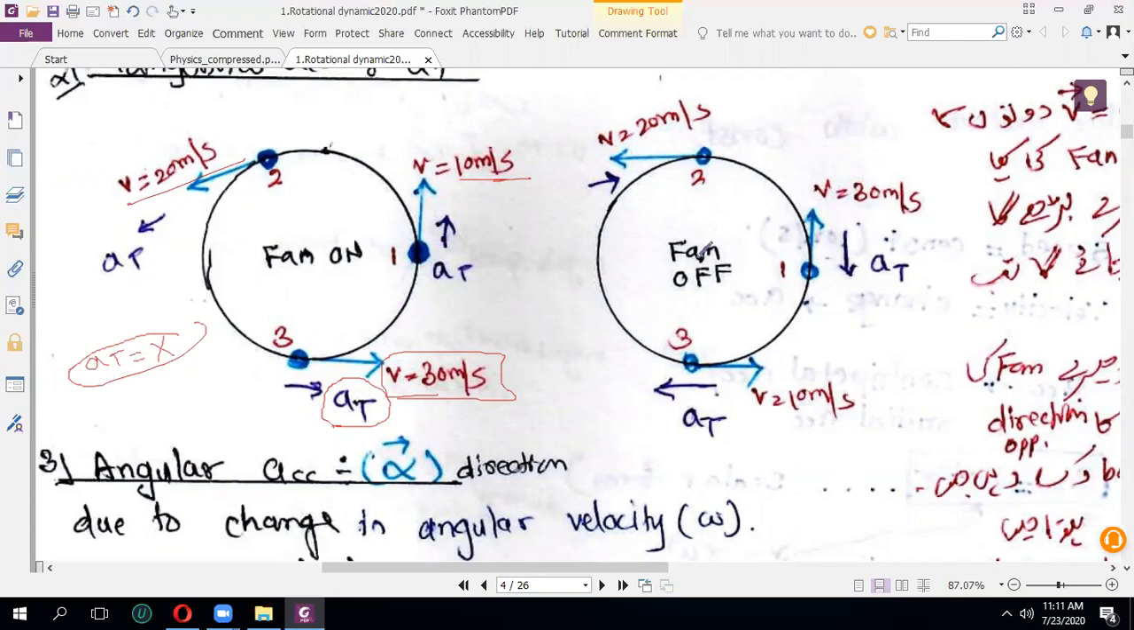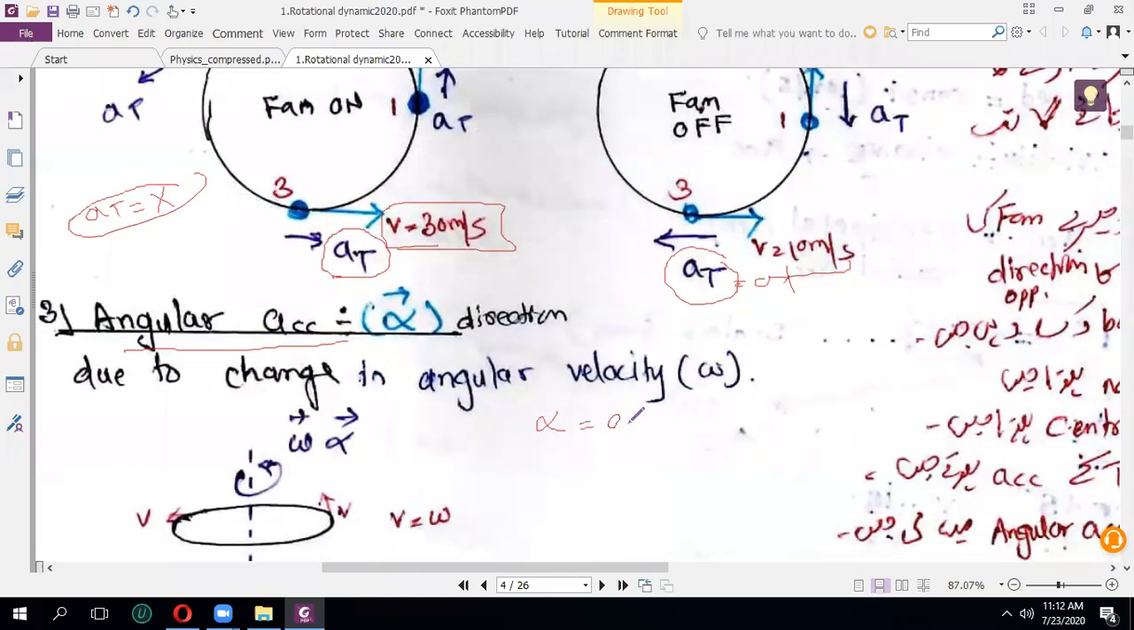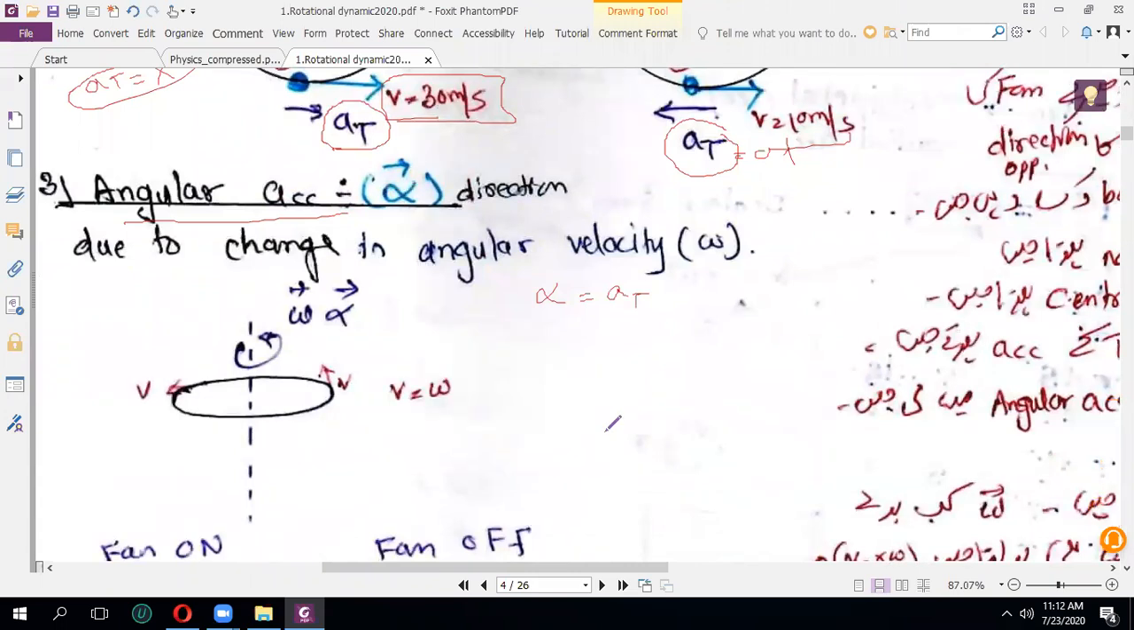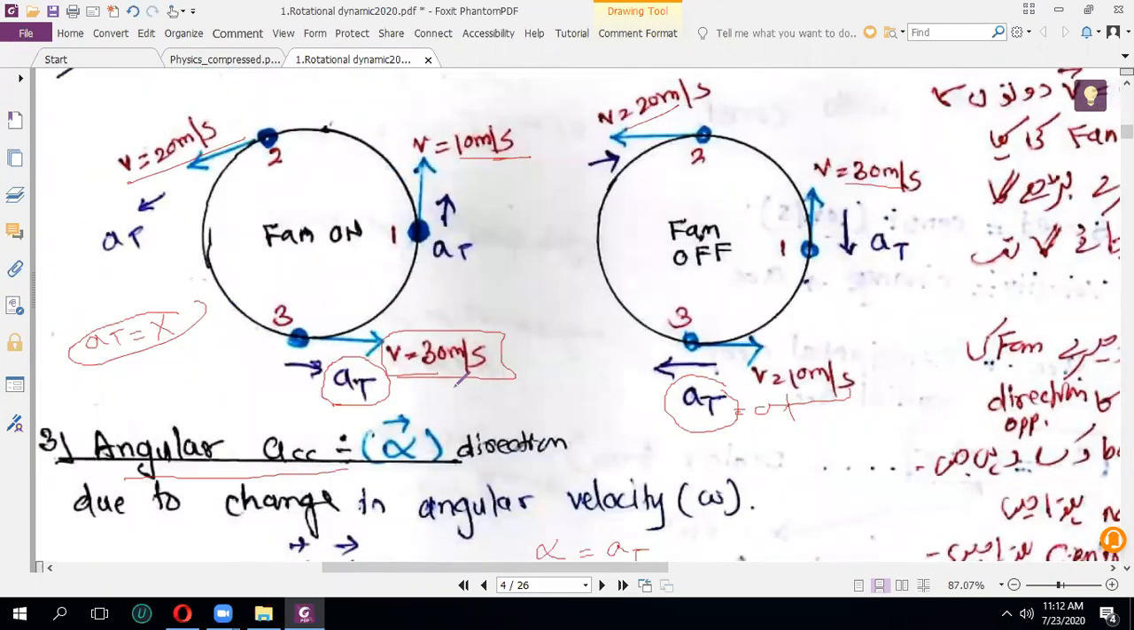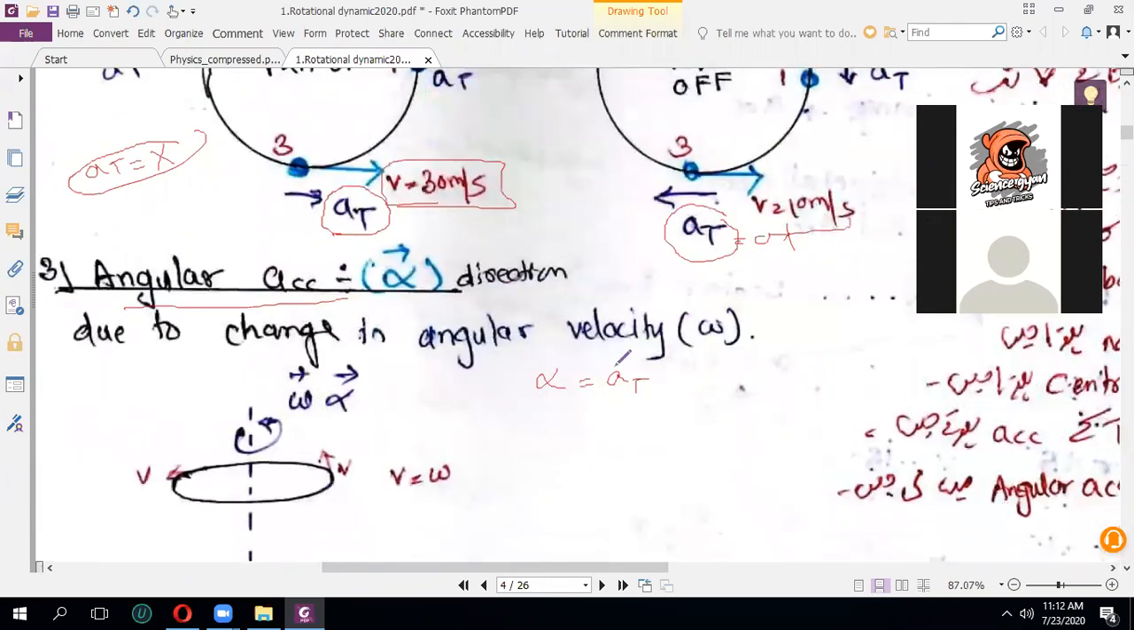Okay. In the second case, I turn off the fan. In the first case its speed is very high. Now in the second position, its speed starts decreasing. In each place its speed is not the same. The speed changes, so tangential acceleration is happening. What happens if the speed is the same in each place? Then tangential acceleration is not happening. Tangential acceleration will happen only when the speed is changing. Similarly, angular acceleration and tangential acceleration are the same here. If the fan is on, its speed is changing, so angular acceleration is happening. If the fan is off, its speed is decreasing, so angular acceleration is happening.